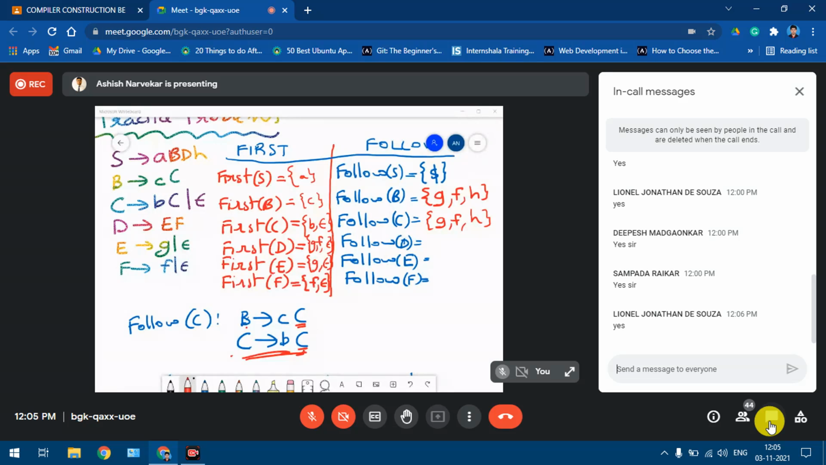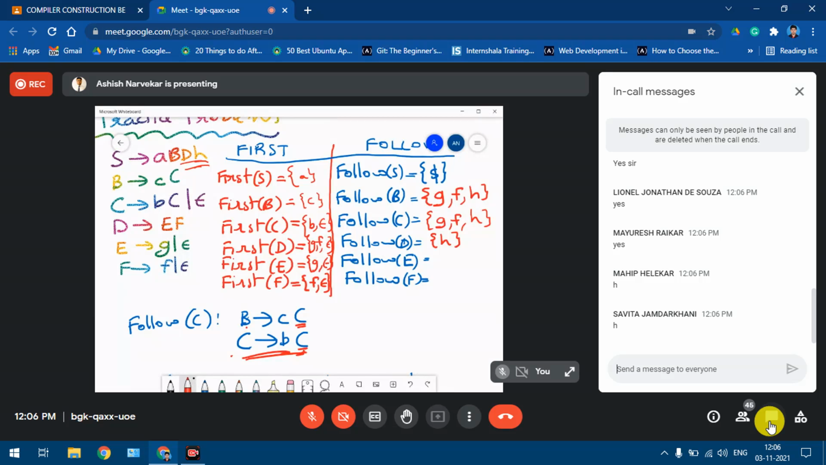So coming to the follow of D, can someone tell me what will be the follow of D? Mahip is saying follow of D will be equal to H, okay, because as per this we need to check the first of H. First of H will be the terminal itself.